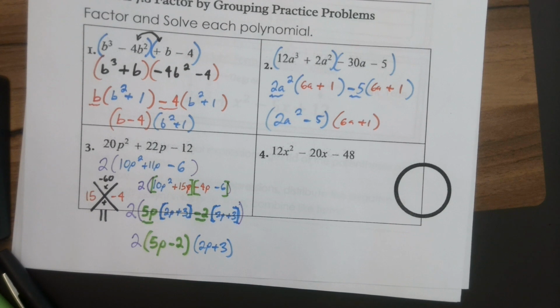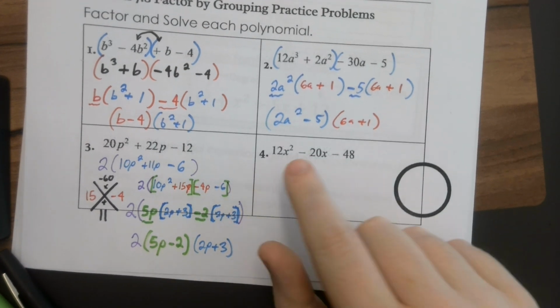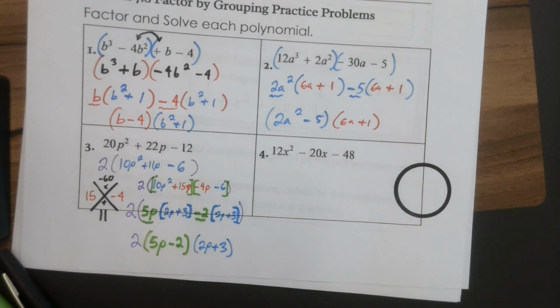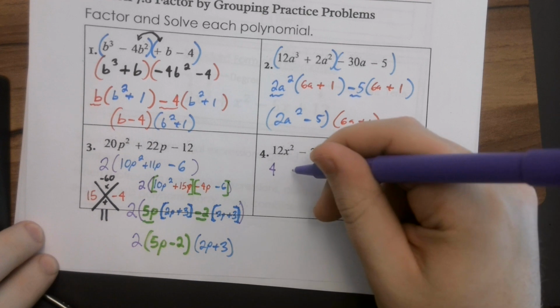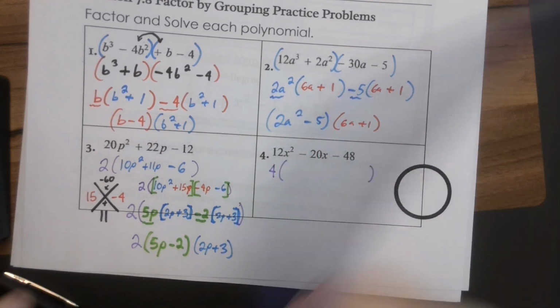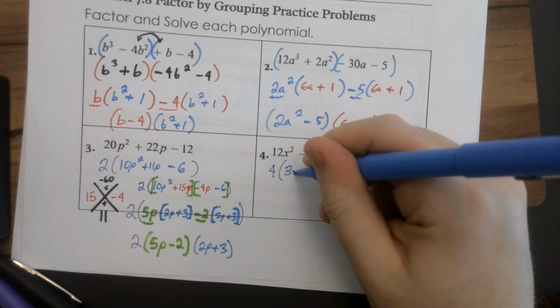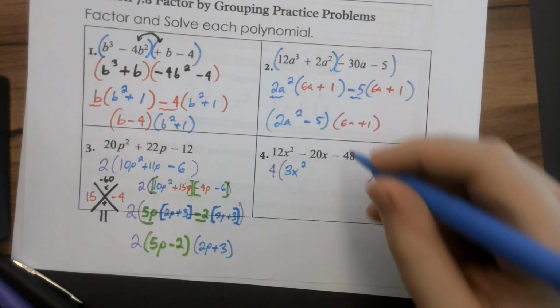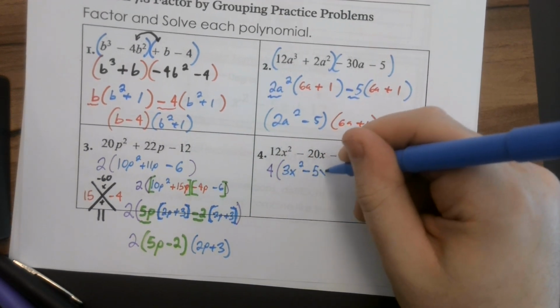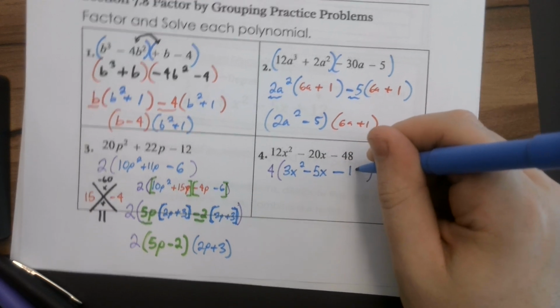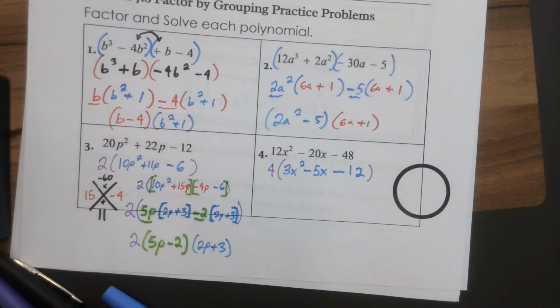For number 4, let's see what we can factor out. Notice that 12, negative 20, and negative 48 can all be divided by 4. So we pull out the 4 and put everything else in parentheses. So 12x squared divided by 4 is 3x squared. Negative 20x divided by 4 is negative 5x. And negative 48 divided by 4 is negative 12. Again, we've got a case where we'll need to use the AC method.